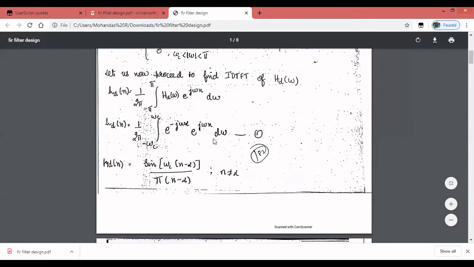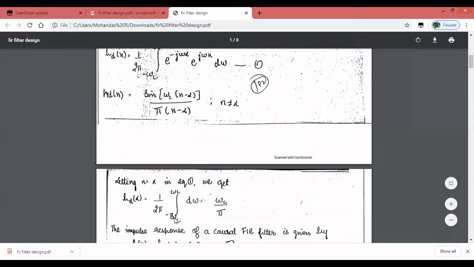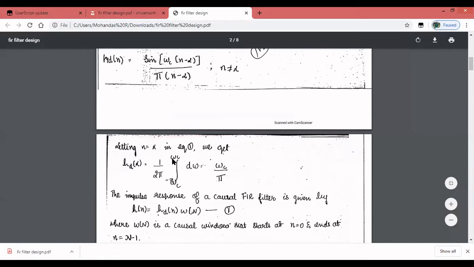That is, if I call this equation number 1, then substituting H_d of omega as e to the power minus j omega alpha, in equation number 1, in place of n, if I let n equal alpha, what will happen? If I let n equal alpha, my above integral equation will become H_d of omega is equal to 1 by 2 pi times the integral from minus omega c to omega c of d omega.